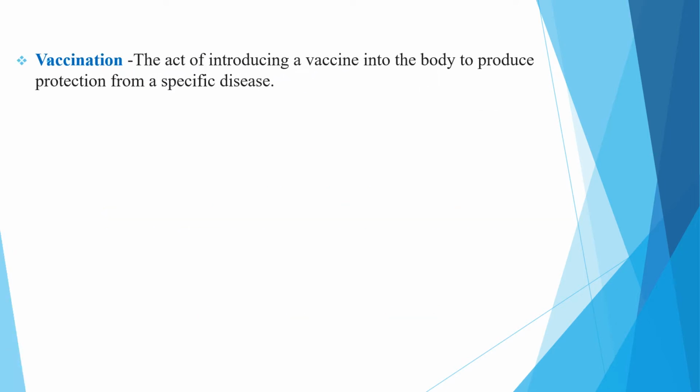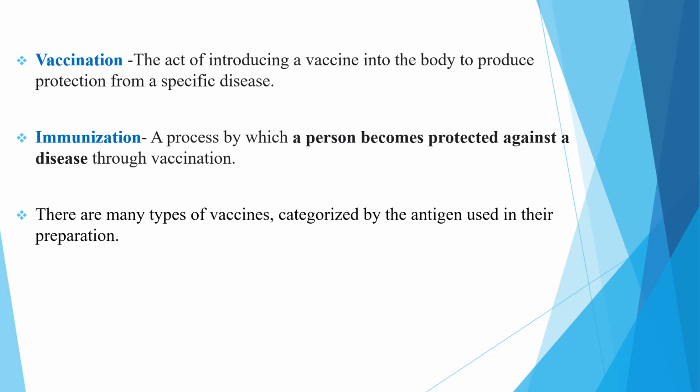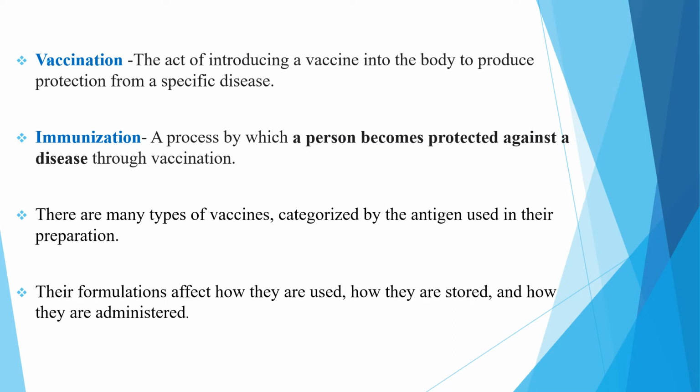Vaccination is the act of introducing a vaccine into the body to produce protection from a specific disease, whereas immunization is a process by which a person becomes protected against a disease through vaccination. There are many types of vaccines, which are categorized by the antigen used in their preparation. Their formulation affects how they are used, how they are stored, and how they are administered.